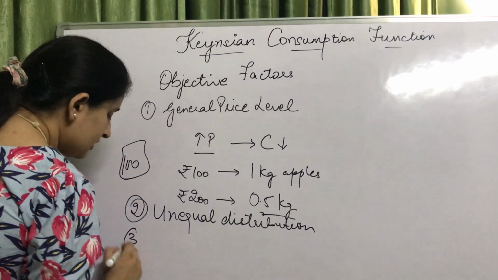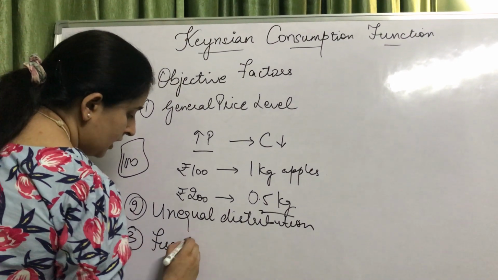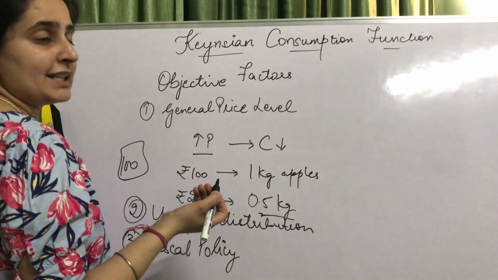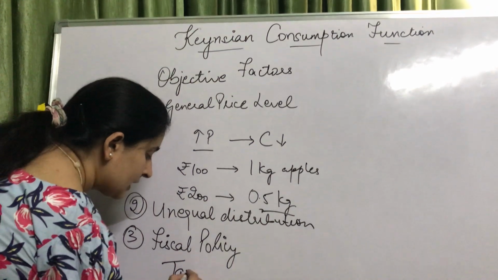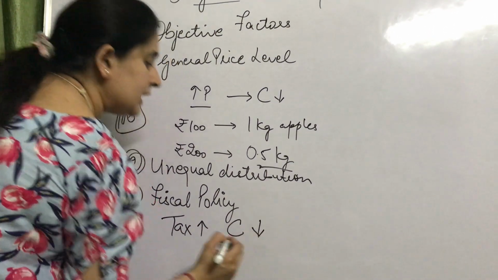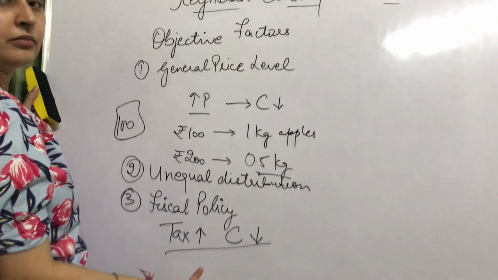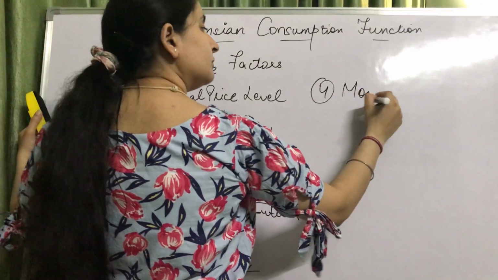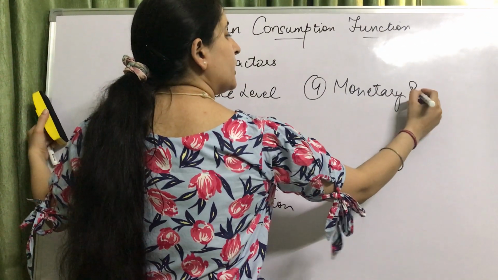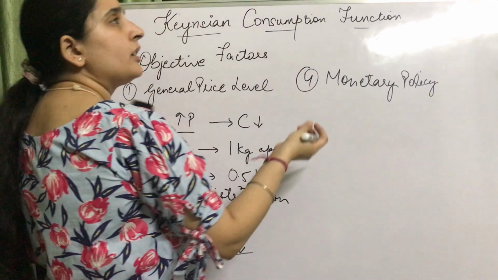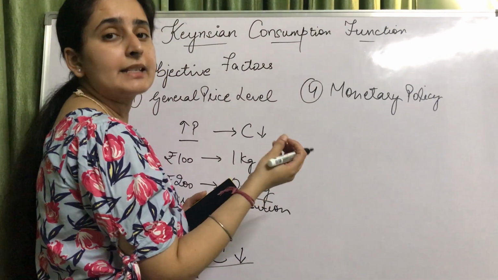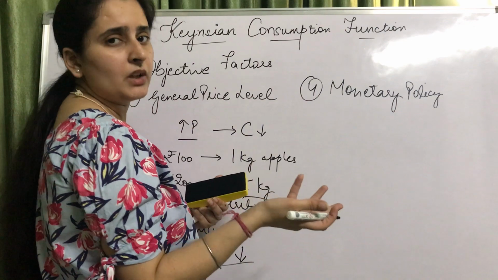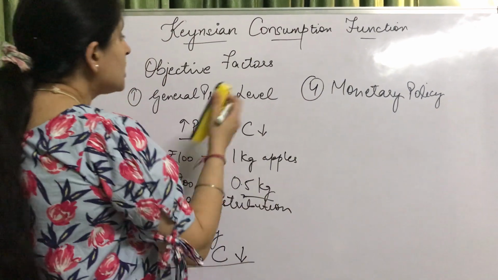Okay. Then the third point is fiscal policy. Fiscal policy is the policy of government on revenue and taxation. So if taxes increase, my consumption will decrease. This is a very common thing that we know. Then monetary policy. How will monetary policy affect? We are talking about how liberal the banks are in lending or providing credit to us. If they are more liberal, then definitely our consumption will increase, or vice versa. Okay, so these were the objective factors.